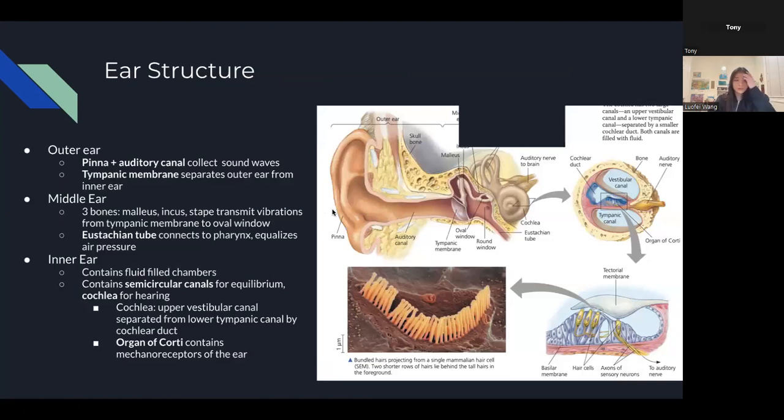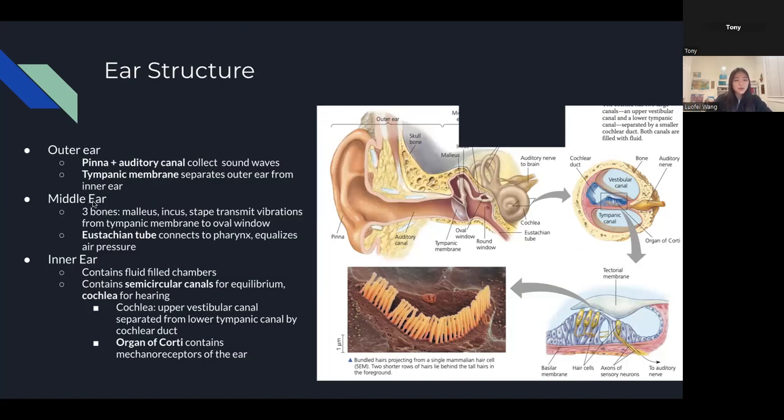And the human ear will also do that. It will detect the position of the human, but also help detect sound. The outer ear is called the pinna. The very outside part is called the pinna, and the outer ear consists of the pinna, the auditory canal, and the tympanic membrane. The auditory canal is the path to the tympanic membrane, which is the eardrum. The eardrum separates the outer ear from the inner ear and also collects vibrations.